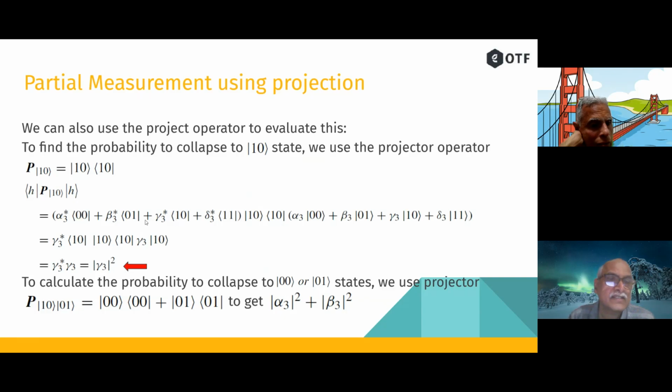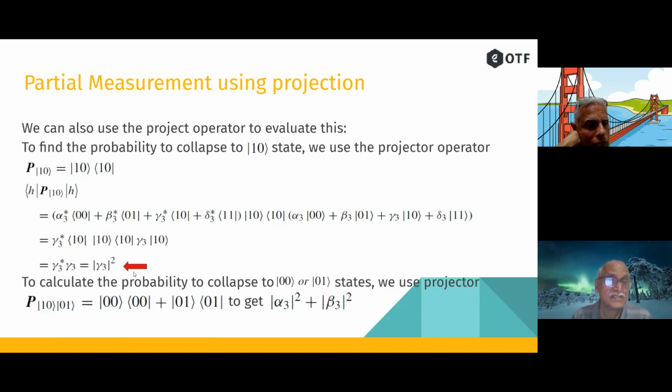Why is it gamma 3? These values will now automatically turn out to be equal to zeros. So I'll be having gamma 3, which is ⟨10|, and multiplied by gamma 3, |10⟩, for the second part. If you expand that, typically that will be gamma 3 conjugate multiplied by gamma 3, and in absolute terms, it will be |gamma 3|².